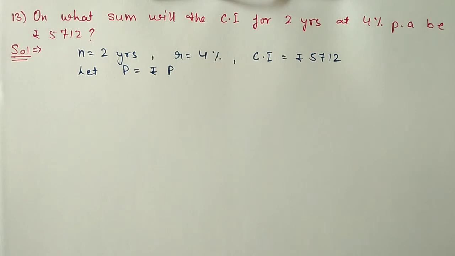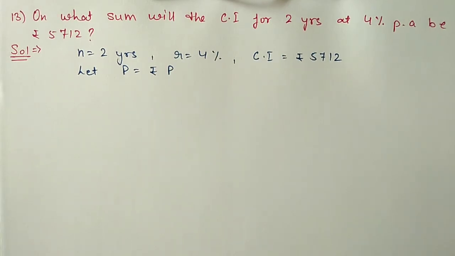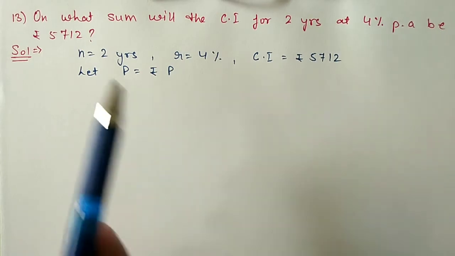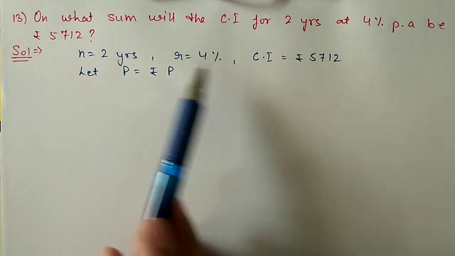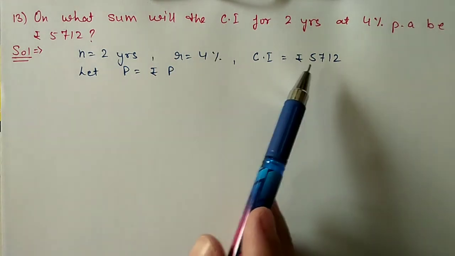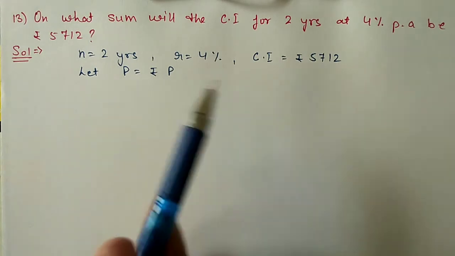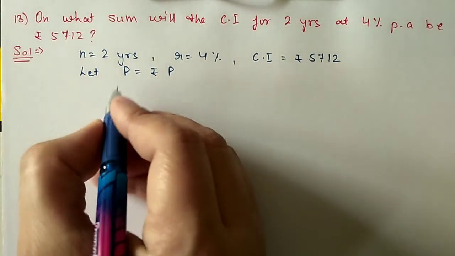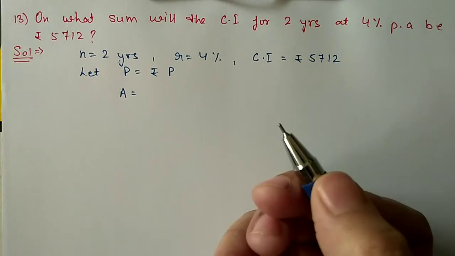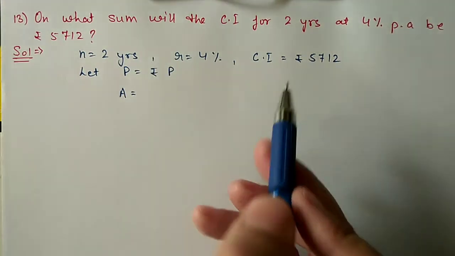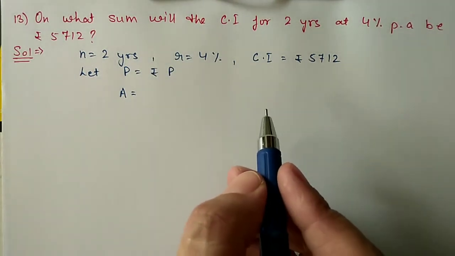Next, question number 13. On what sum will the compound interest for 2 years at 4% per annum be 5,712? So in this question, time is given, rate of interest is given, and compound interest is given. We have to find out the principal money. So let the principal money be P, then we'll calculate the amount as yearly, because the condition is not given, it means we have to take yearly.